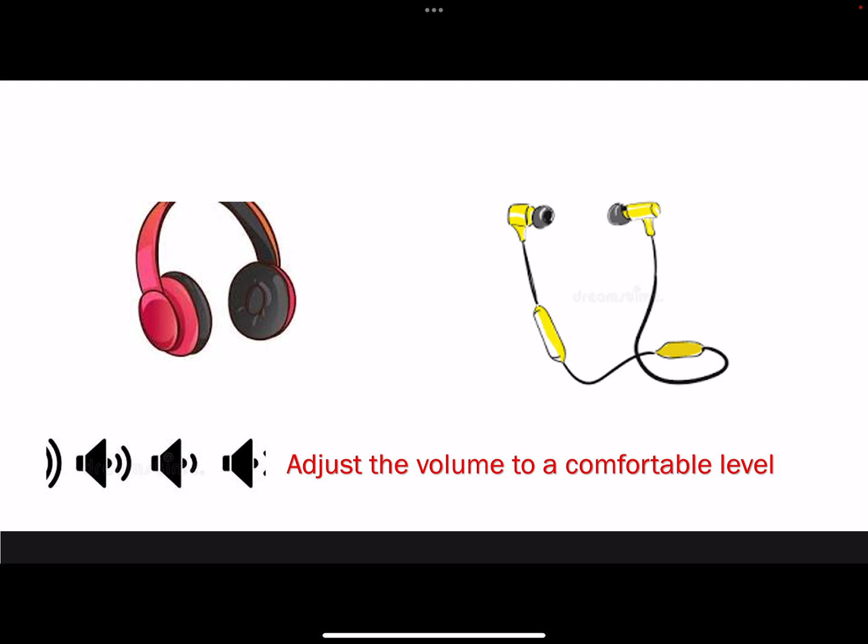Now, please take this time to adjust the volume of your earpiece or headphones to a comfortable level where you can hear without disturbing the others, without causing you to have a painful ear after that. So I'll give you some time to adjust, for you to be ready for the lessons in the next couple of minutes.